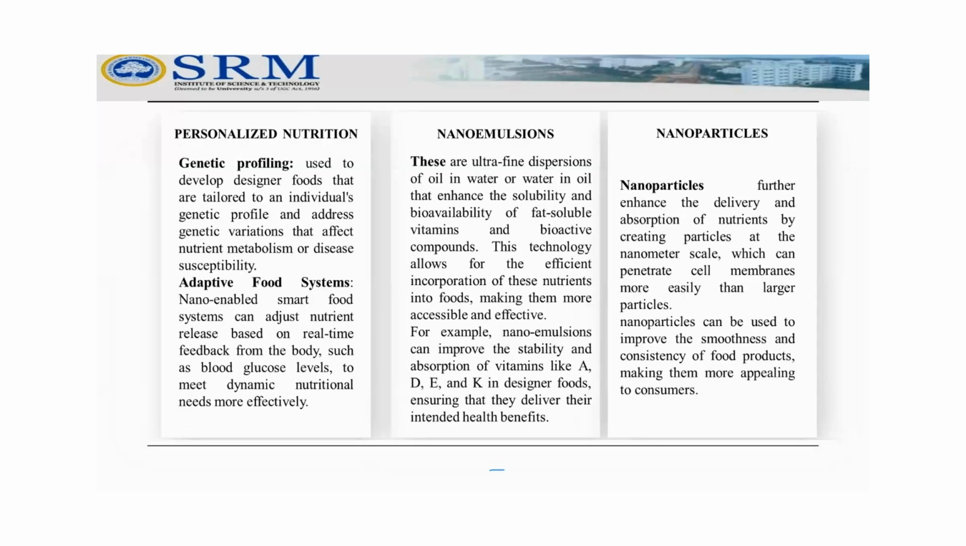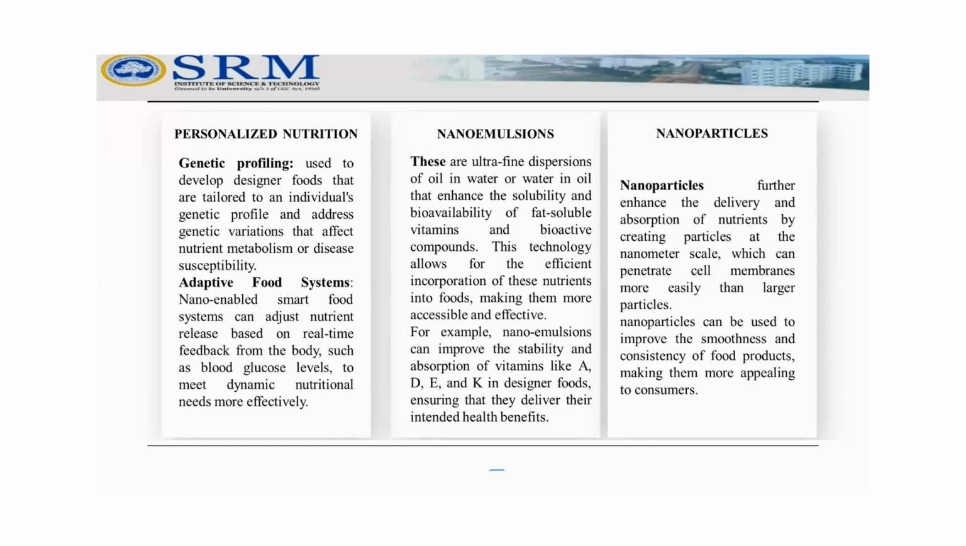Then the next application is personalized nutrition with respect to genetic profiling, used to develop designer foods that are tailored to an individual's genetic profile and address genetic variations that affect nutrient metabolism or disease susceptibility. In the beginning of the presentation, I told that if you are developing a designer food for specific people, the same formulation could not be used for all, right? Their metabolism and their susceptibility to the particular nutrients may vary. So personalized nutrition using genetic profiling addresses that aspect also.